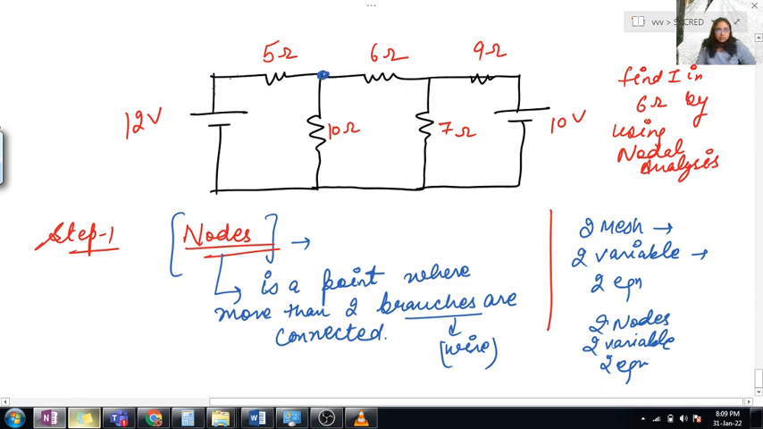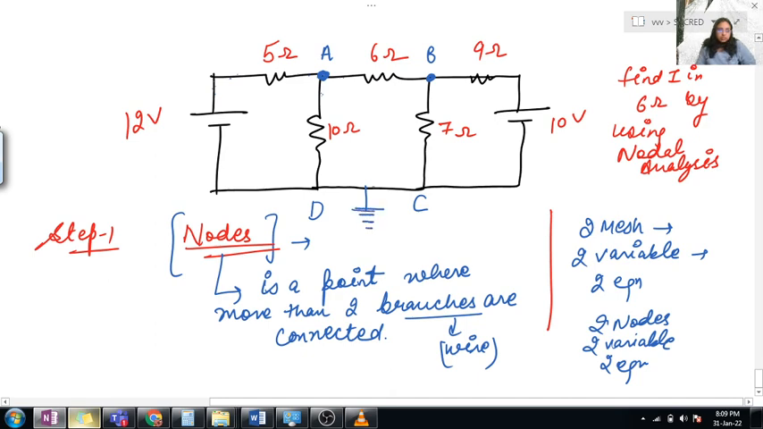This one, yeah, this is a node because here more than two branches are connected, three wires are connected, so we are considering it as node A. Here at this point also three wires are connected, so we are considering it as node B. Here again only two wires are connected, so this is not a node. This is also not a node. This is a node because three wires are connected, and this is also a node. Clear?